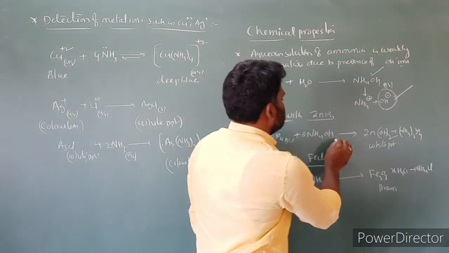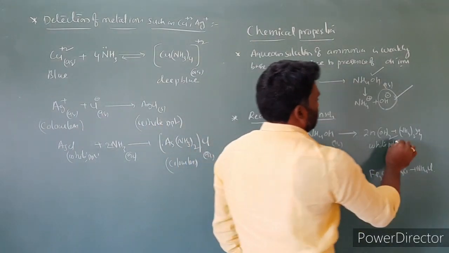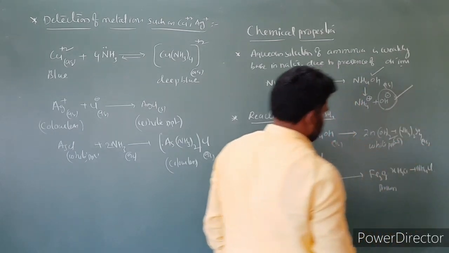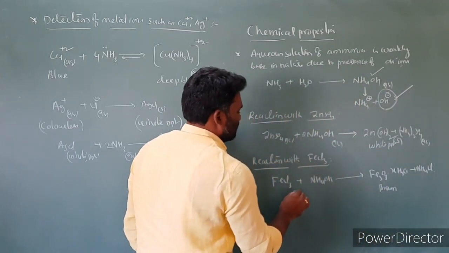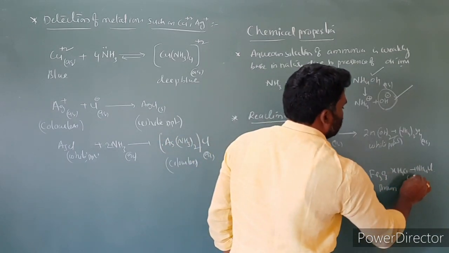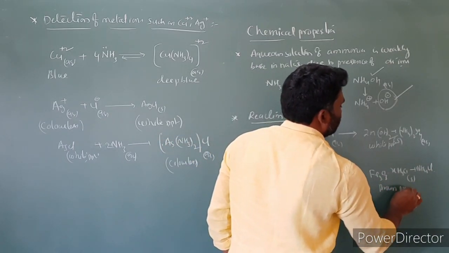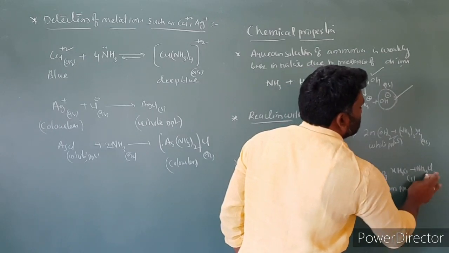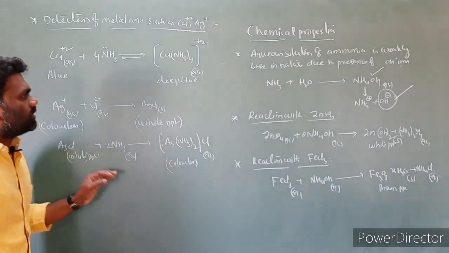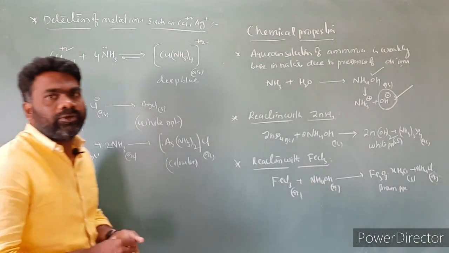Here also this is NH4OH aqueous. It is also aqueous. This is a solid. Here this is aqueous. Fe2O3.XH2O is a brown PPT. And this is aqueous. So these are the chemical properties of ammonia.